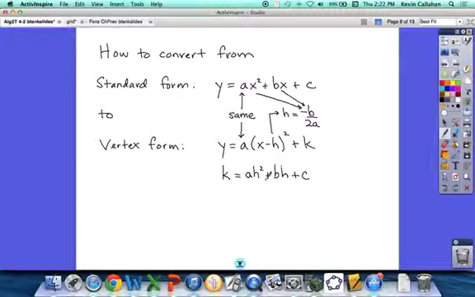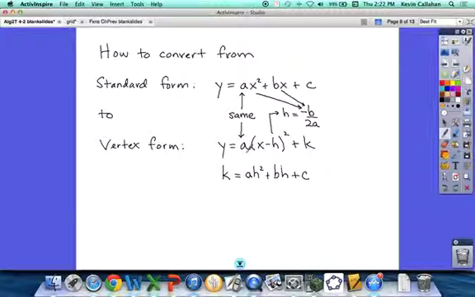Okay, so notice, here's the standard form, ax squared plus bx plus c. Here's the vertex form, a times x minus h squared plus k. So in order to write the vertex form, we need to know three things. We need to know the h, we need to know the k, and we need to know the a.